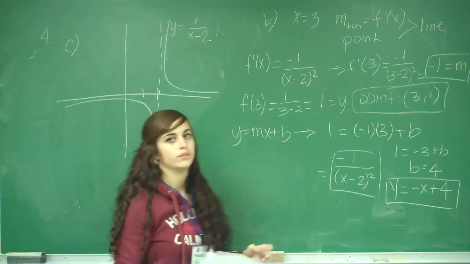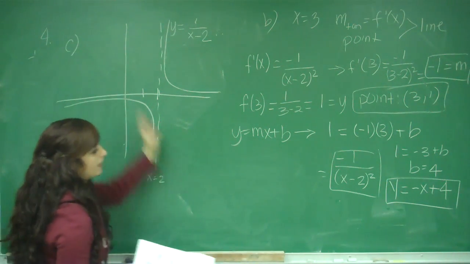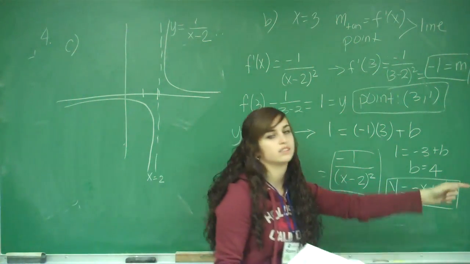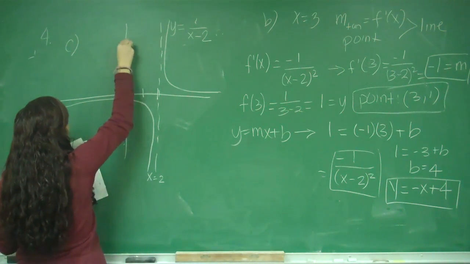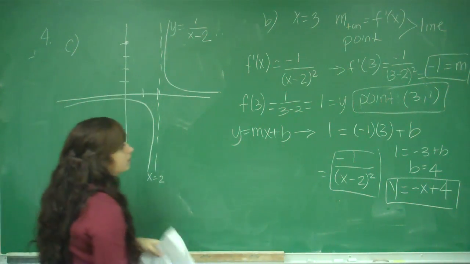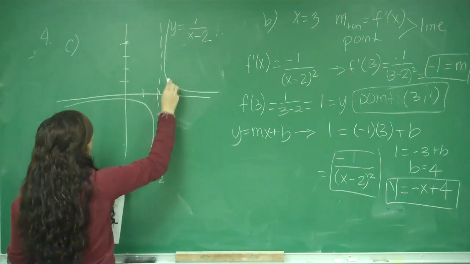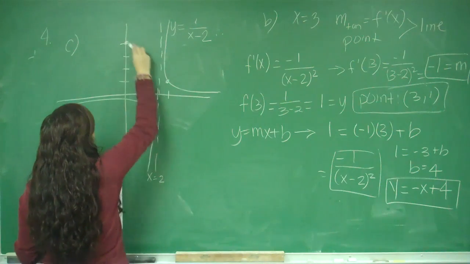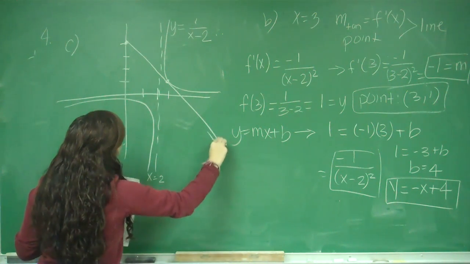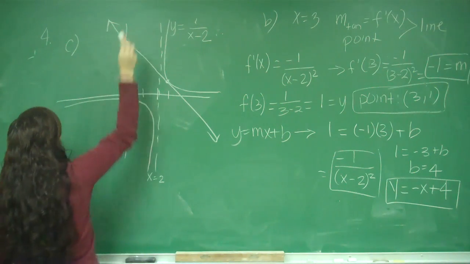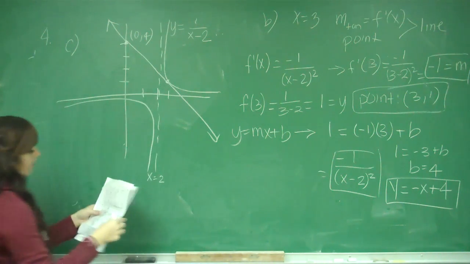It wants us to show when it intercepts the y-axis, and it intercepts the y-axis when x is 0. When x is 0, we get 4. So we have 1, 2, 3, 4. And we also know that we have the point 3, 1 on our line. So we have 1, 2, 3, and then up 1 is also a point. So our tangent line is going to come through and cross and go down. Okay? And this point is 0, 4, which is our intercept.